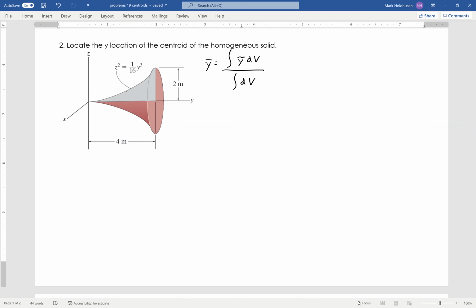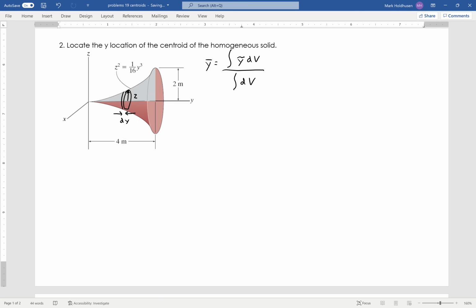So what I'll do is use a thin disk like I have right here. And that disk is going to have a thickness of dy, okay? And it'll have a radius of what I'll call z, because it goes from the axis up to that curve there, which I'm going to call z. Okay, and again, this is at some arbitrary distance, right?